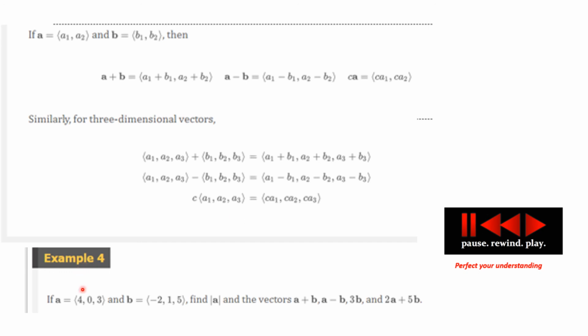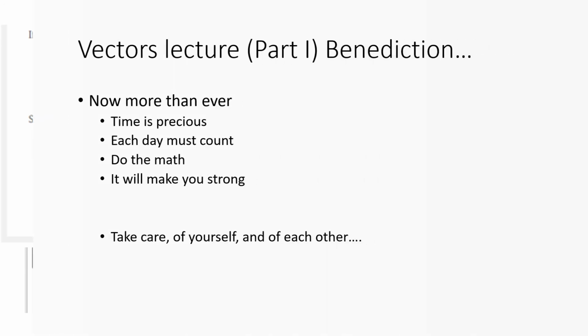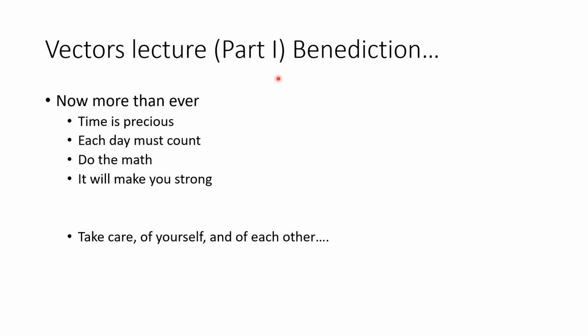So here's a problem for you to do. If A is pointy bracket 4, 0, 3, and B is pointy bracket minus 2, 1, 5, I want you to find the magnitude of A and find what these vectors are: A plus B, A minus B, 3B, and 2A plus 5B. I'm going to give you an opportunity to finish this, so you should pause the video. And we'll return and look at the solution in the second part of this.